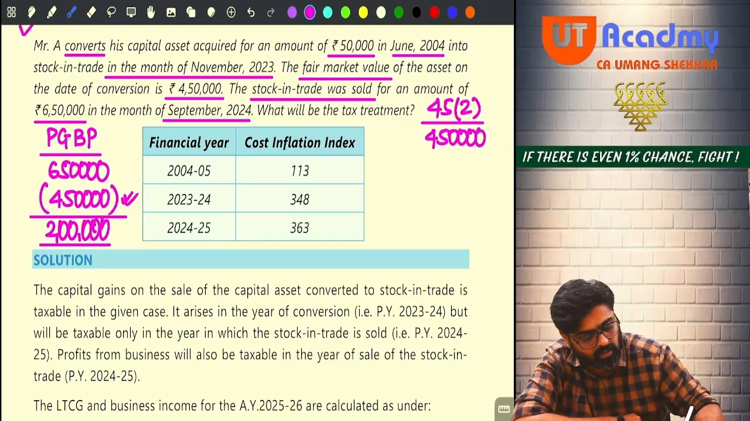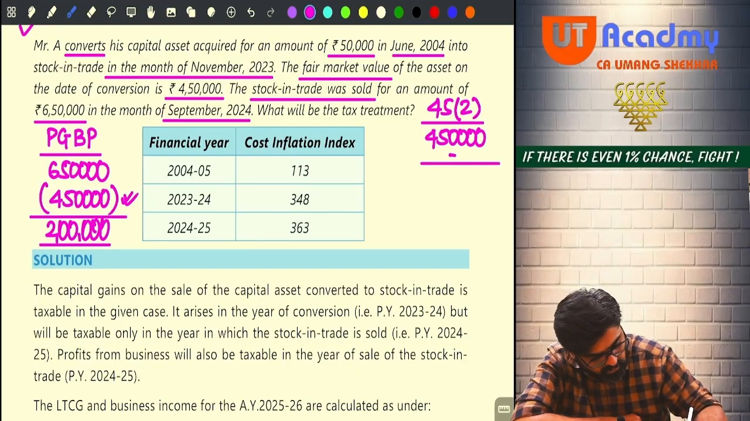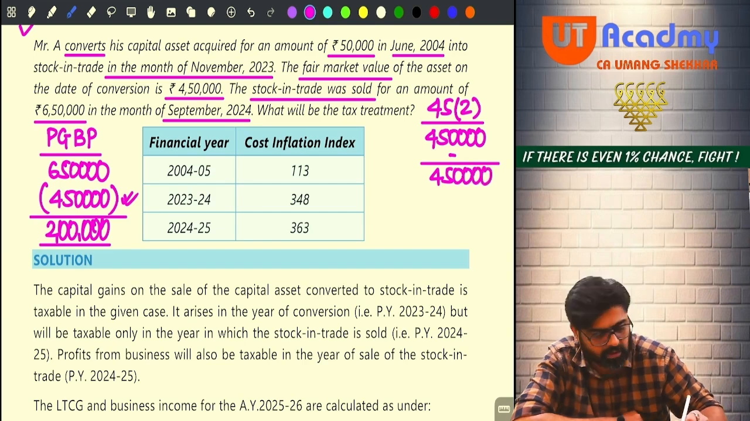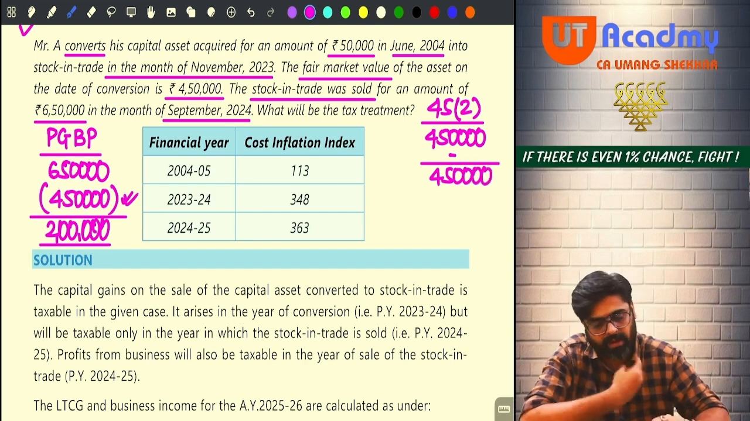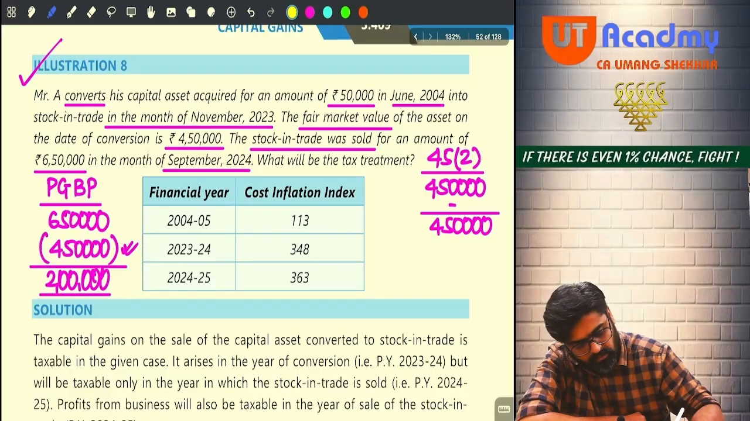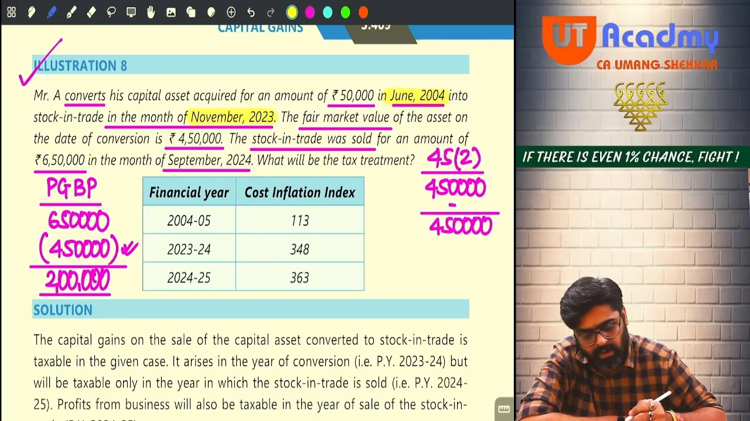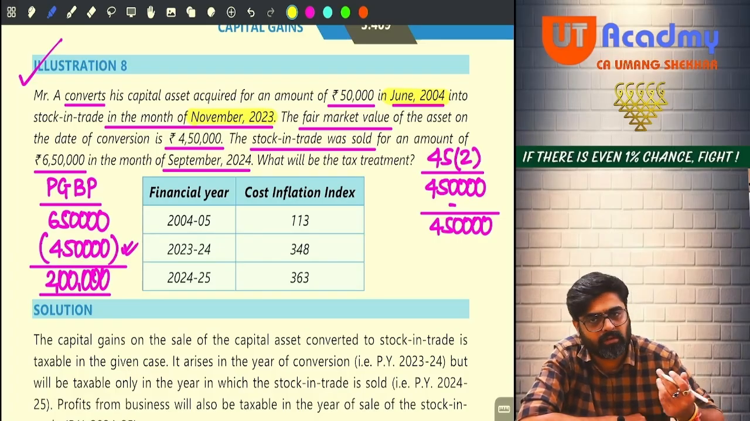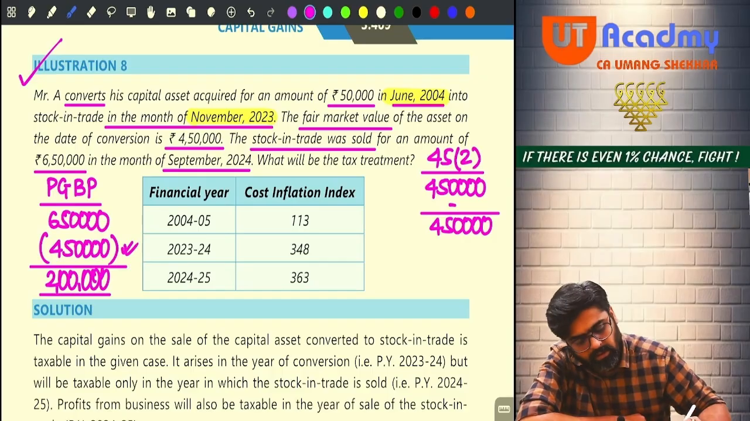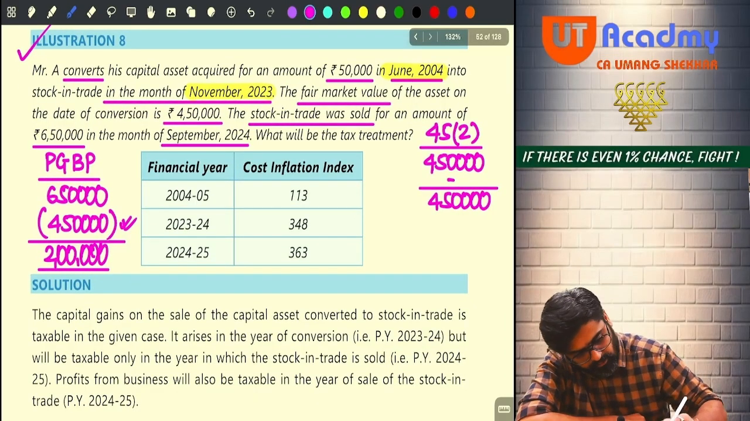Minus transfer expense, no transfer expense, sir. No transfer expense. Meaning that 4,50,000 will become your net consideration. Minus cost or index cost depends on the period of holding. So period of holding will start from June 2004 till November 2023. And that period is more than 12, 24, 36 as the case may be. Yes or no? So now the cost will be index. What was the cost? 50,000. So you will take 50,000.